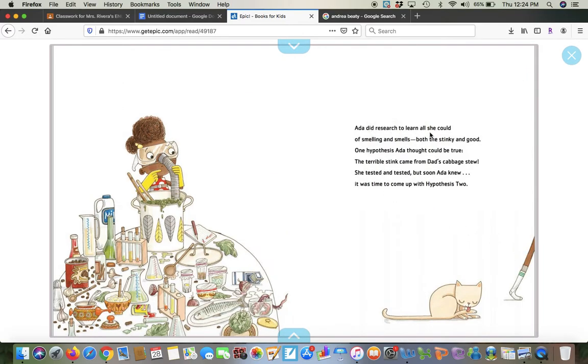So Ada did research to learn all she could of smelling and smells, both the stinky and good. One hypothesis Ada thought could be true. Oh, here's her guess. The terrible stink came from Dad's cabbage stew. So her first hypothesis is that she thinks, her educated guess from smelling all that nasty smell, that it came from her dad's stew. Now she's going to test and see if she's right. She tested and tested, but soon Ada knew it was time to come up with hypothesis 2. So was she right about the stink coming from his stew? No. So her first hypothesis was not right.